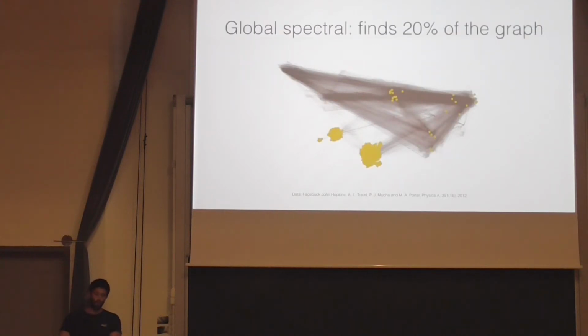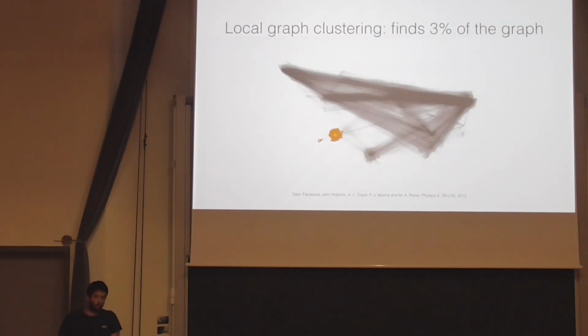So when we use a global method, the Laplacian matrix, we find the second minimum eigenvector and we threshold it. Then what you get is this result here denoted with a yellow color, which is 20% of the graph, right? This combines together those two clusters, the students of year 2009 and the students that happen to have the same major. But what if you want to find just one of them, right?